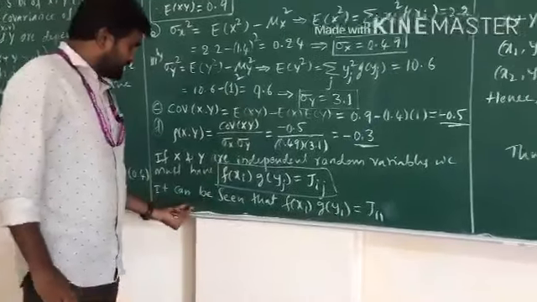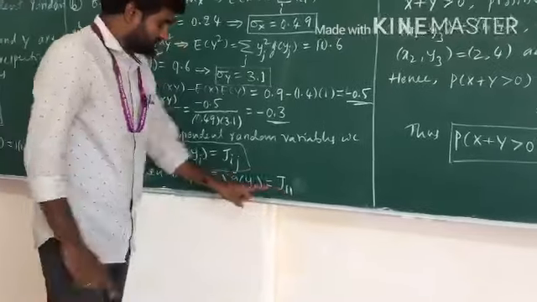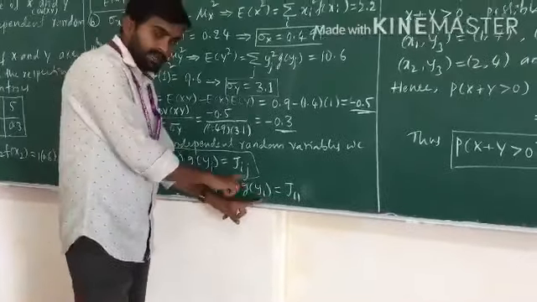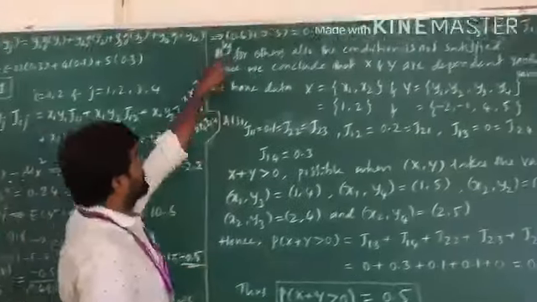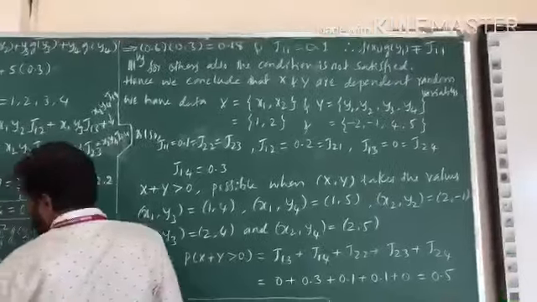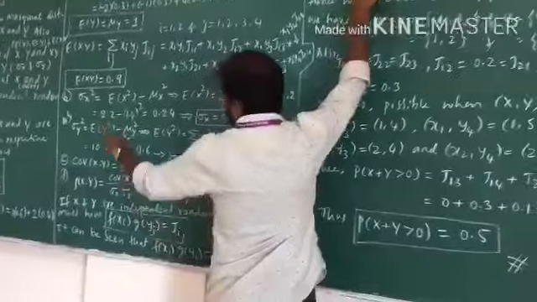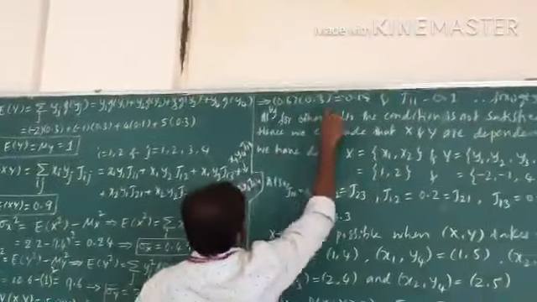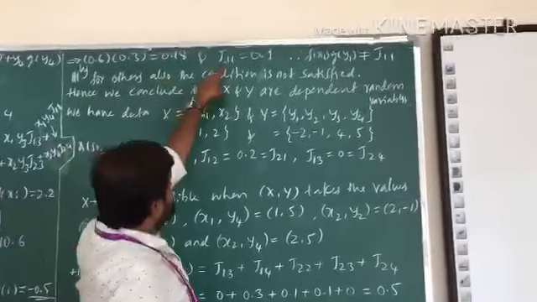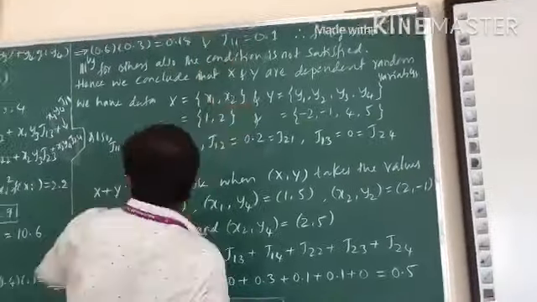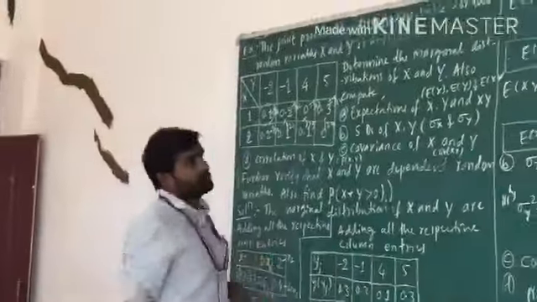It can be seen that f of x1 into g of y1 should equal j11. So we know f of x1, looking at the table, is 0.6. G of y1 is 0.3. So you multiply these two, and we get 0.18. But in the given table, the first value j11 is 0.1.